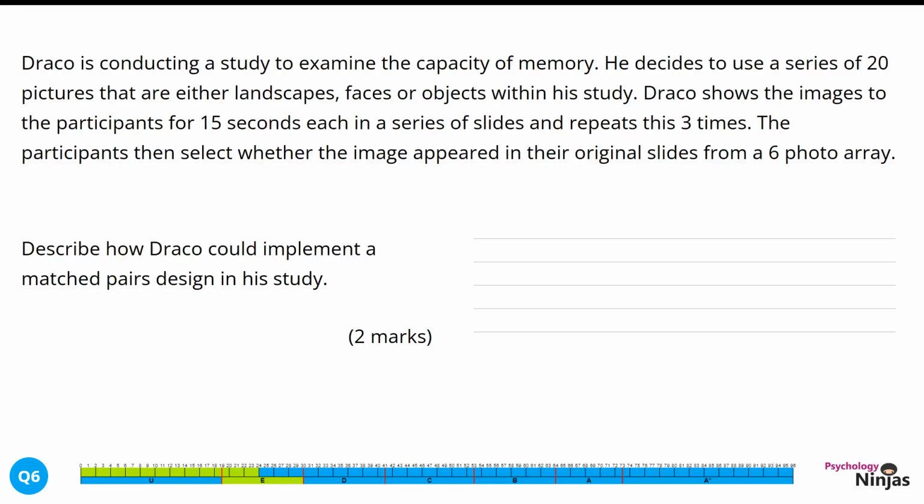2 marks. Here we've got the command word describe, which means we need to give details in our response, extending our discussion in order to maximise our explanation.